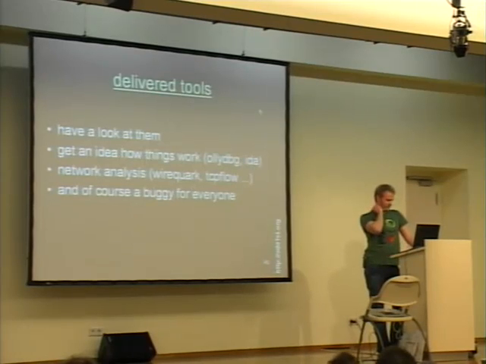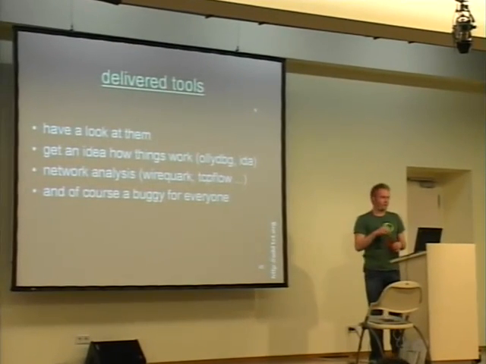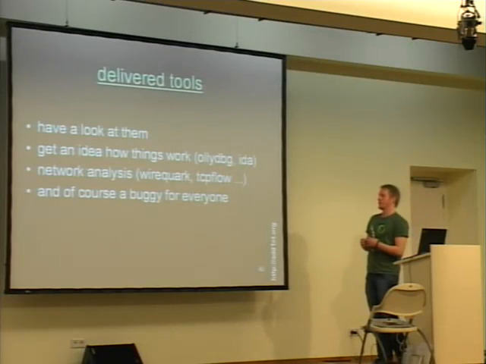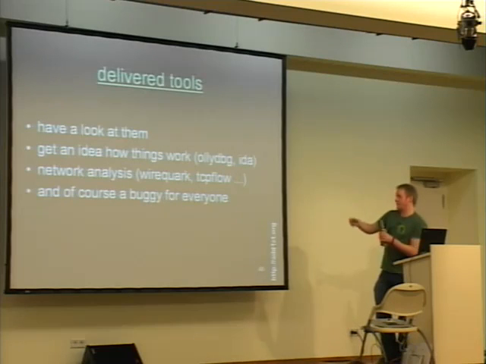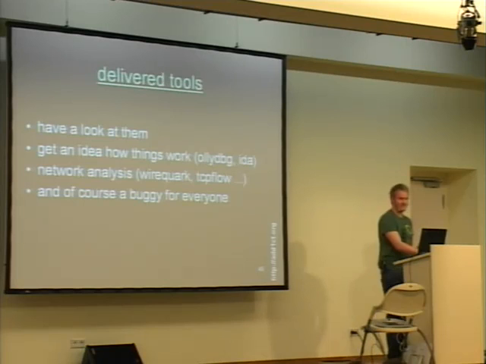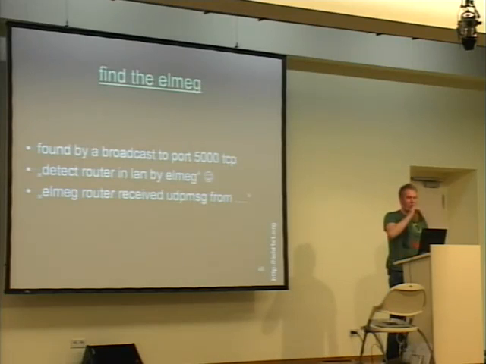Let's see. Yeah, I already said something about the tools when I was showing the example from the RV42. You really want to do that. So you really want to know how everything is working, and so you want to use, for static or live runtime analysis, something like OllyDbg or IDA, if you like that. For network analysis, you of course want to use some kind of Wireshark or tcpdump, and you can find funny things with that. Yeah, Wireshark is nice.